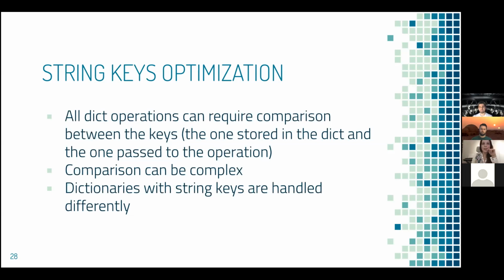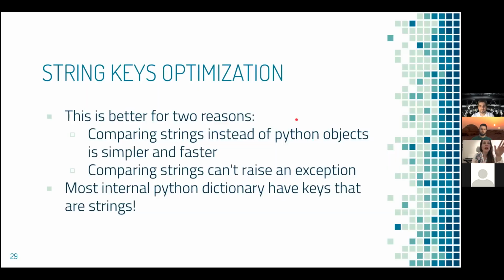Dictionaries with string keys are handled differently from all other dictionaries. And so basically, as we said, comparing two strings versus comparing two random Python objects is a lot faster and cannot raise exceptions.